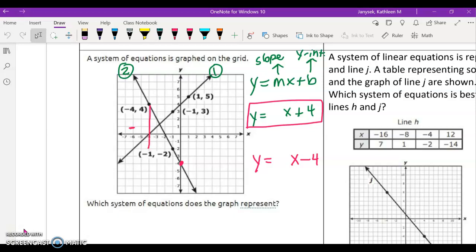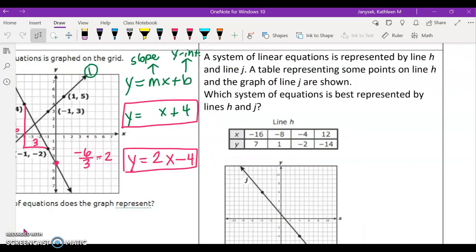I'm going down 1, 2, 3, 4, 5, 6 units, and I'm going over 1, 2, 3 units. So down 6 over 3, and when we divide them, the rise over the run, negative 6 divided by 3 is negative 2. So that is my slope. And there is the equation of the second one. So there is our system of equations. All you need to know is two things, the slope and the y-intercept. All right, let's look at the next one.